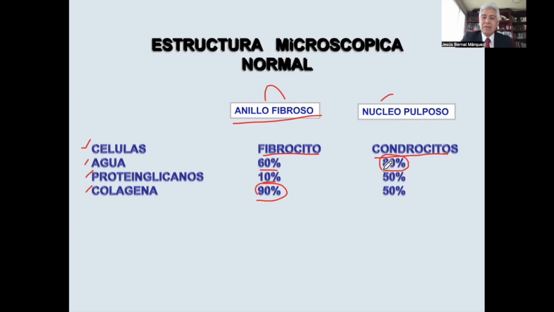But who keeps that water inside? Who is in charge of keeping the water inside? Well, the protein glycans are precisely in charge. Protein glycans practically constitute half of the content of the nucleus pulposus. The other half is collagen. And then you realize this is the viscogel that we are considering. It is the state that the nucleus pulposus is in.